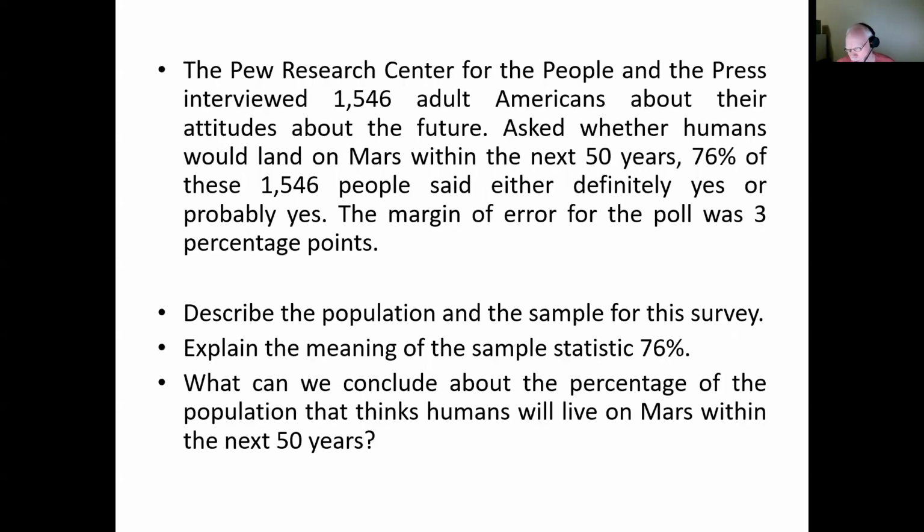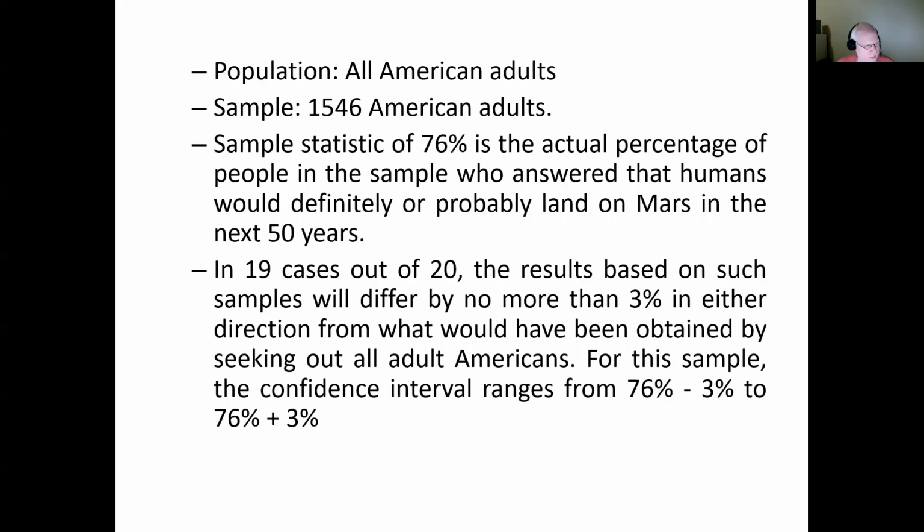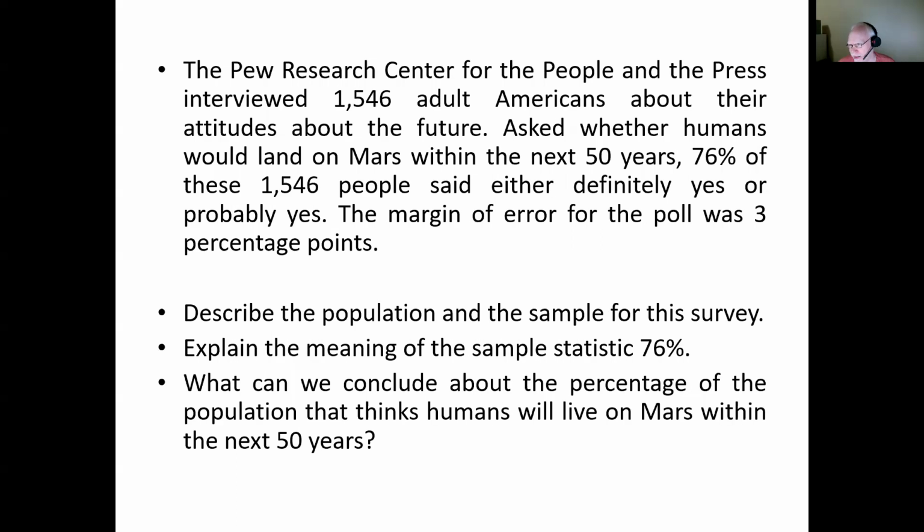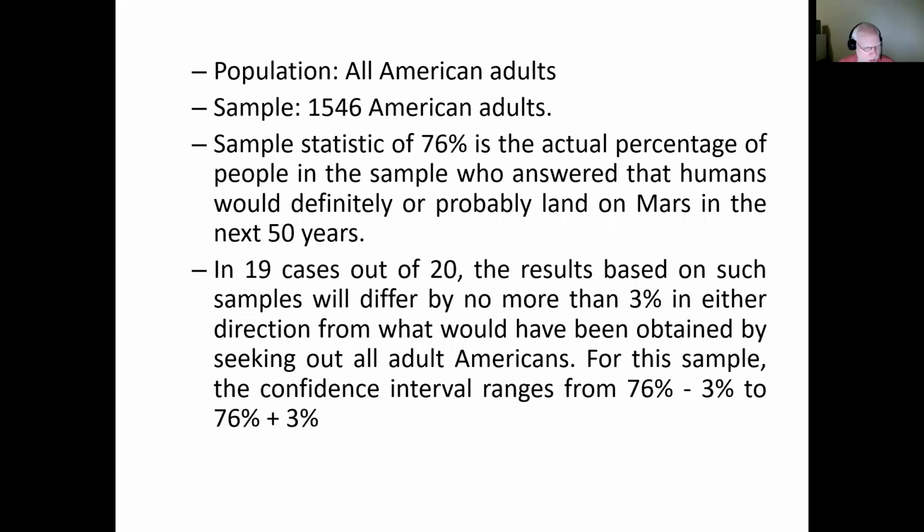And then the last question would be, what can we conclude about the percentage of the population that thinks humans will live on Mars within the next 50 years? Well, in 19 cases out of 20, because we said that we had a margin of error, based on 95%, of 3 percentage points, the results based on such samples would differ by no more than 3% in either direction from what would have been obtained by seeking out all adult Americans. For this sample, the confidence interval ranges from 76 minus 3 to 76 plus 3. So from 73 to 79 would be the confidence interval.